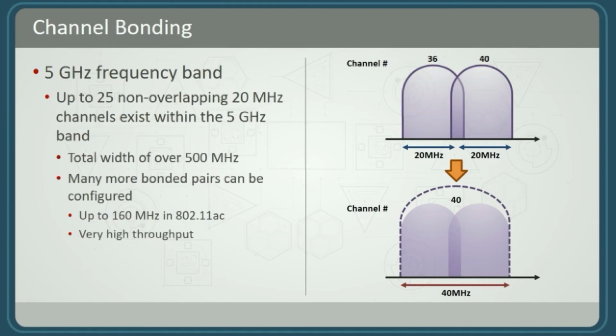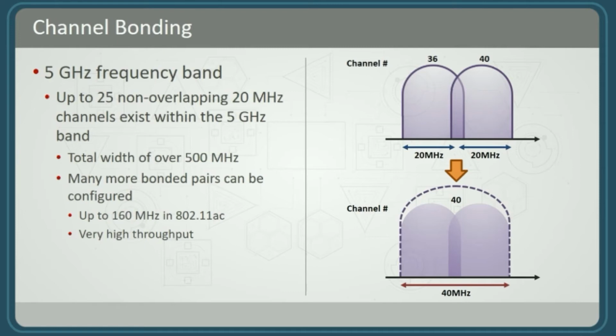But if you look at the 5 gigahertz frequency band, there is in fact a much wider range. The 5 gigahertz goes from about 5.1 to about 5.8, but it's not entirely contiguous. There are some areas in between that are kind of reserved, if you will, for other types of communications, but you can have up to 25 non-overlapping 20 megahertz channels within the band because the total width is somewhere in the range of about 500 megahertz of the usable space. So many more bonded pairs can be configured. In fact, up to 160.